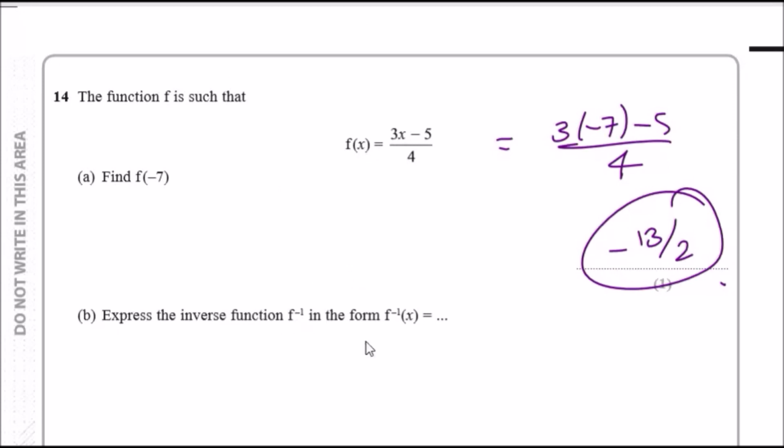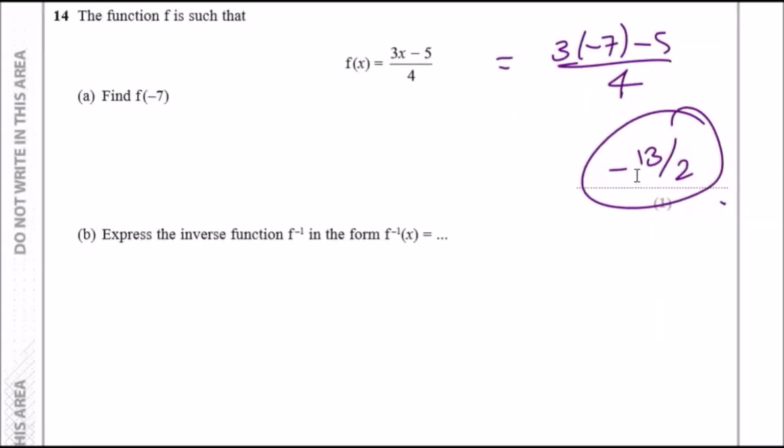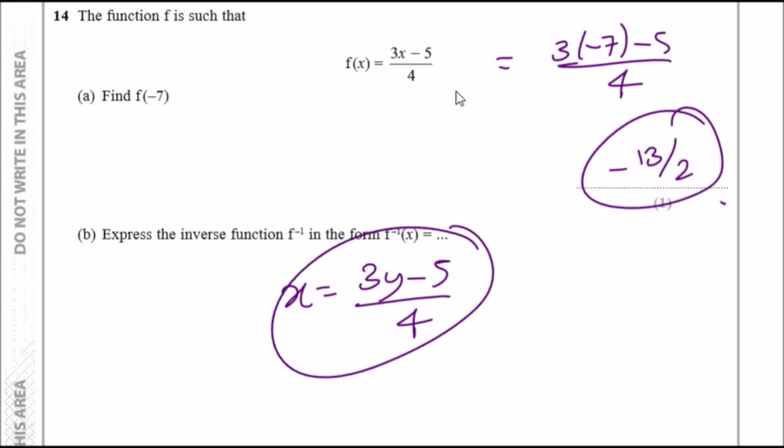Now, express the inverse function in this form. It's quite an easy way to look at it. All you have to do is literally rotate the letters. So just imagine f(x) is y. Now all you have to do is copy this function, but replace f(x) with x and replace all the x's with y. So x equals (3y minus 5) over 4. That's it. Just literally invert these letters.